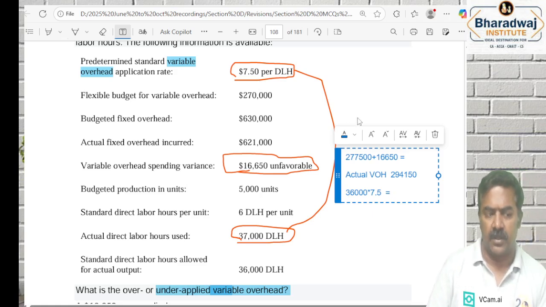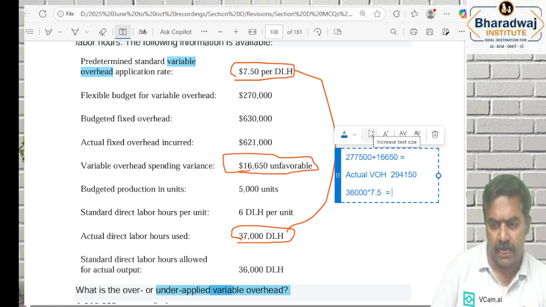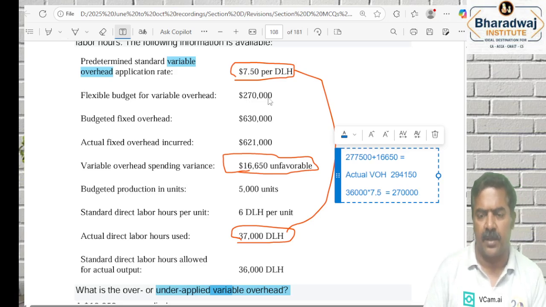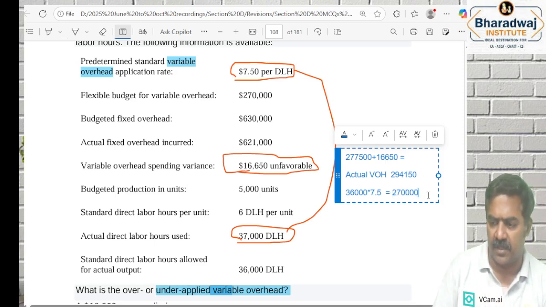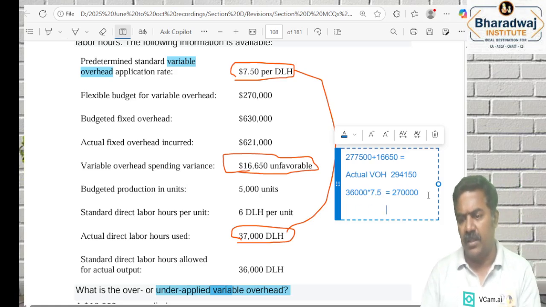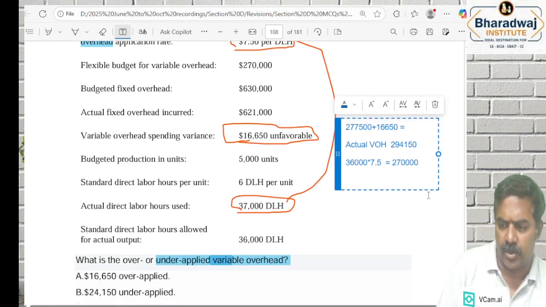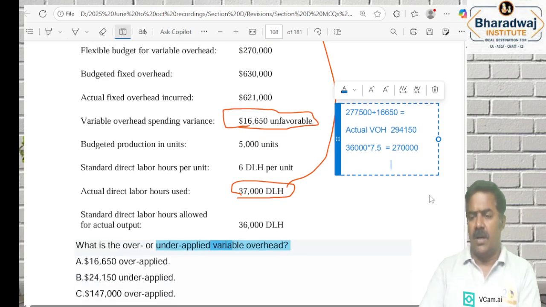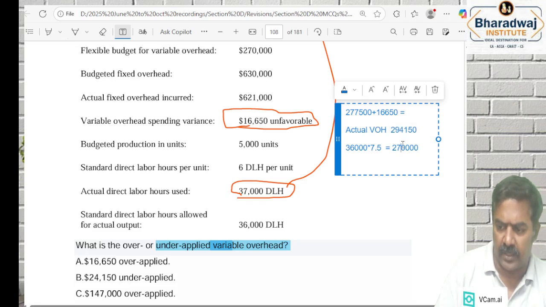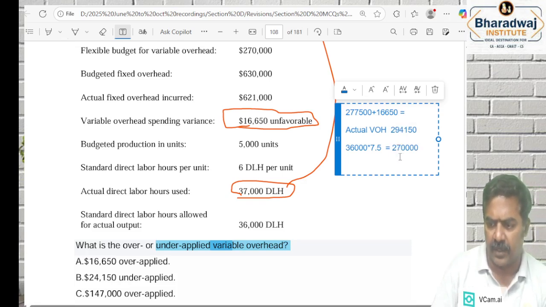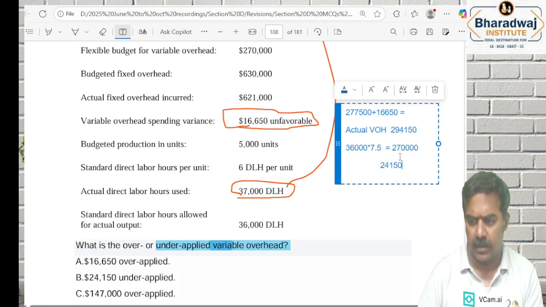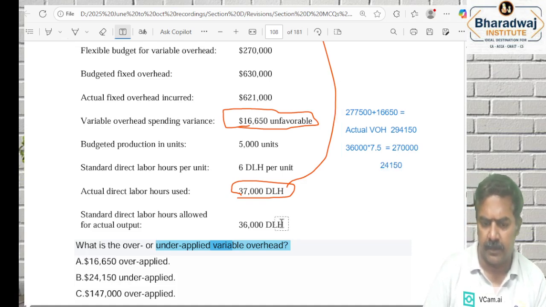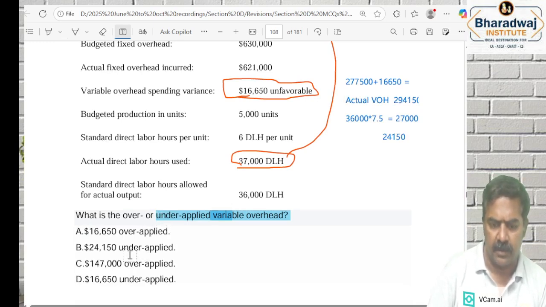36,000 into 7.5 is 2 lakh 70, which is nothing but standard allowed for actual output. That is the flexible budget. So the difference: the actual overheads are more than allowed overheads. Underapplied. How much underapplied? 24,150 underapplied. Answer is P.